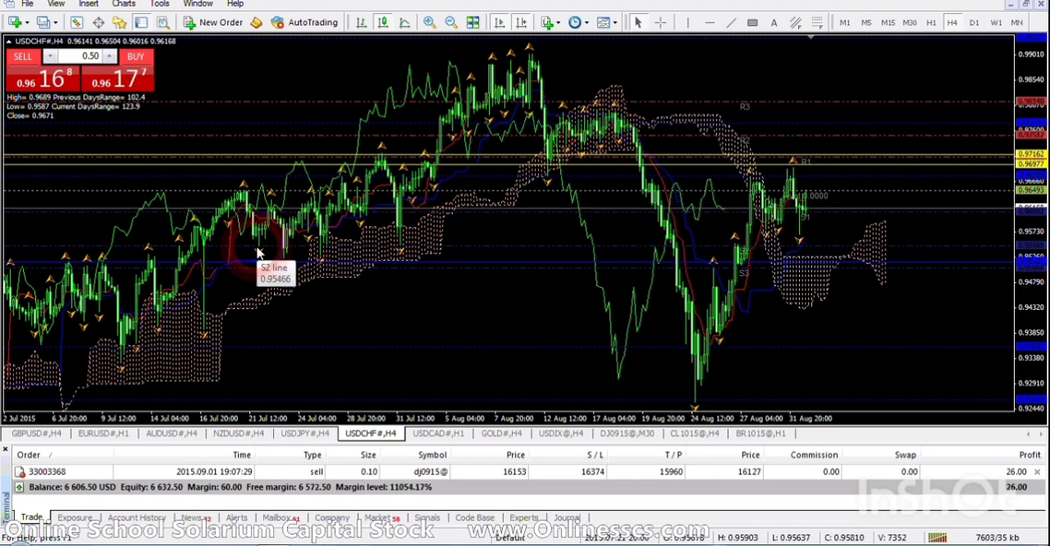Practice this. Do it on the demo version and test yourself and test this indicator.